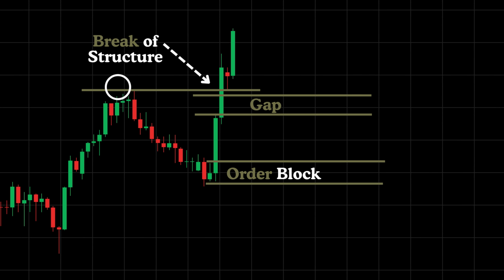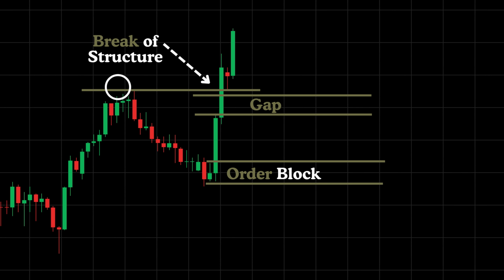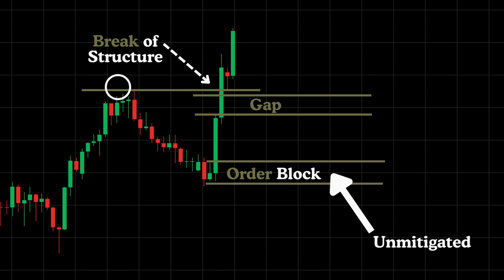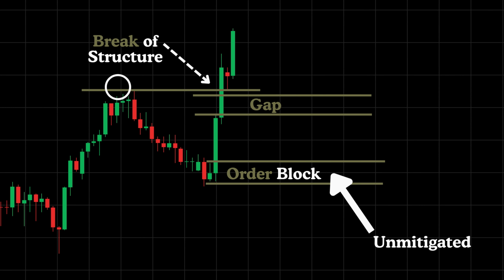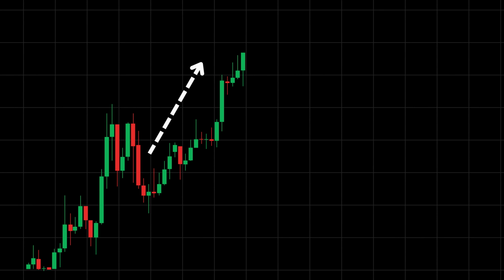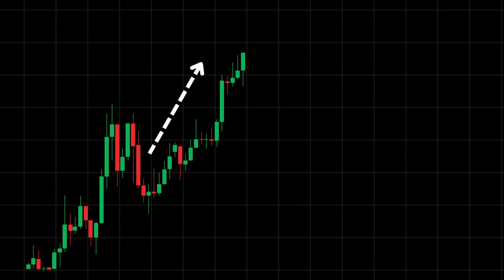It must break structure or reveal a change of character. This is our first signal that the market could either continue in the same direction or reverse. It must be unmitigated. Order blocks are effective only once. We only take trades the first time price returns to that zone. Let's examine a real example of a valid bullish order block on the British pound, US dollar 1-hour chart.